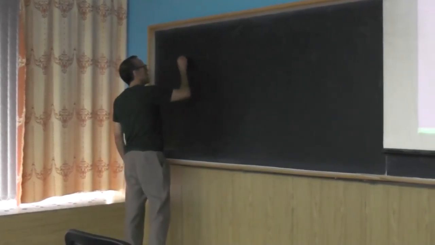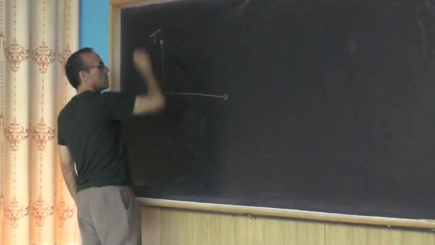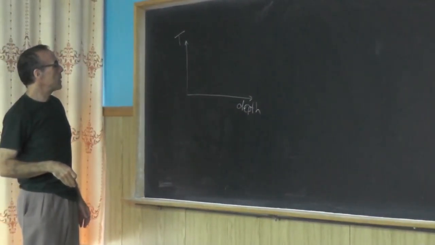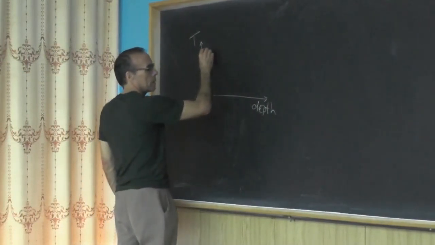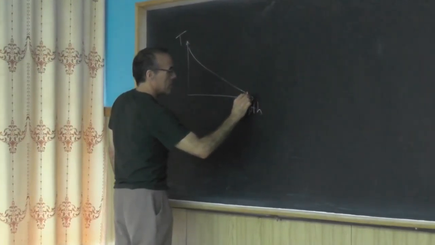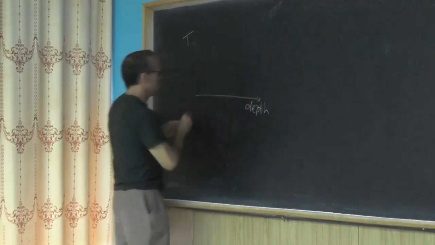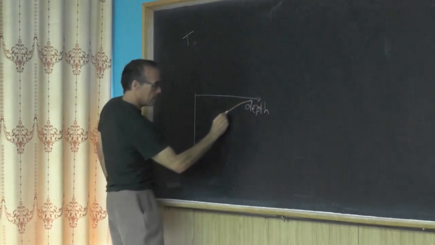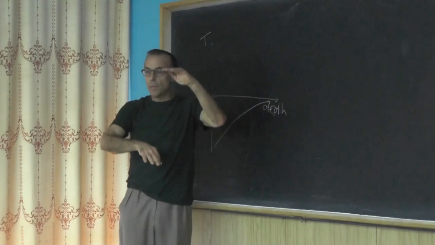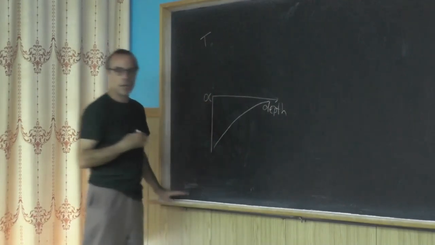And if I were to make a plot of the temperature versus depth into the ice sheet, then typically it would look something like this. And at the depth that corresponds to the bedrock, the very bottom of the ice sheet, the temperature is around the melting point.